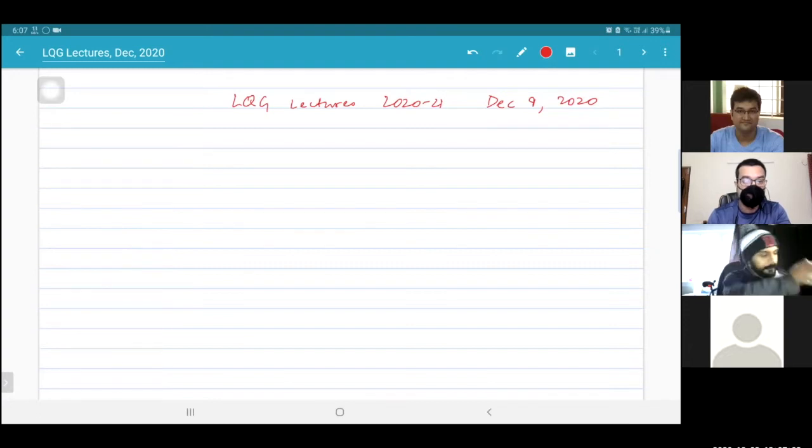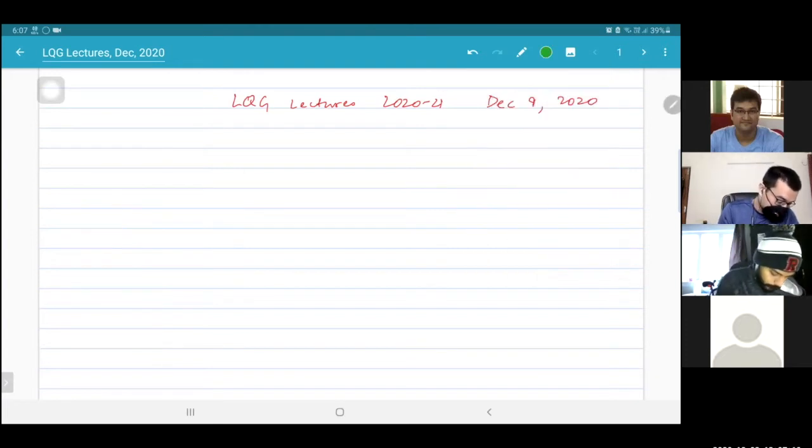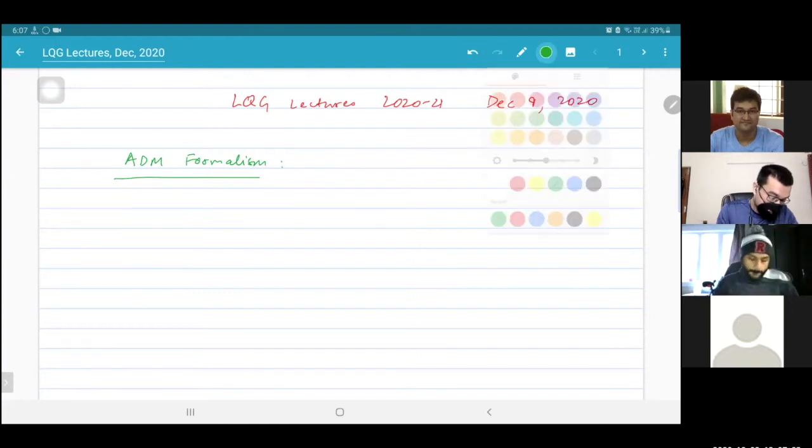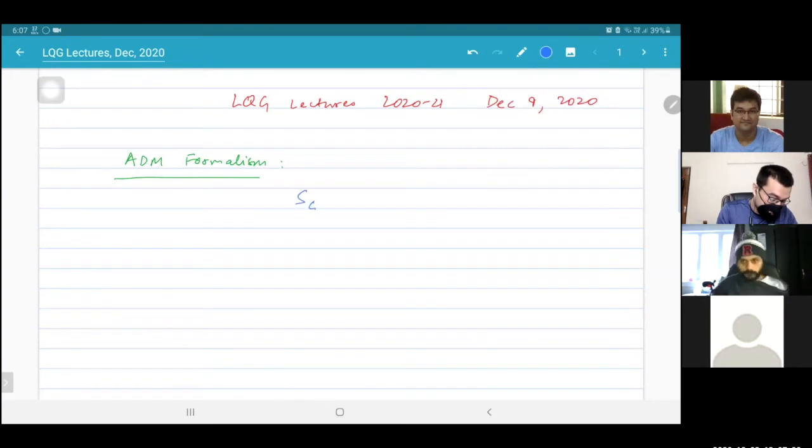Okay, so let's continue with what we were talking about yesterday. I started talking about the ADM formalism. But before doing the ADM formalism, let me just remind you why we are doing it. So we have the action for general relativity. And just to remind those who are new today, you can interrupt me at any point in time. You can unmute yourself and ask a question.